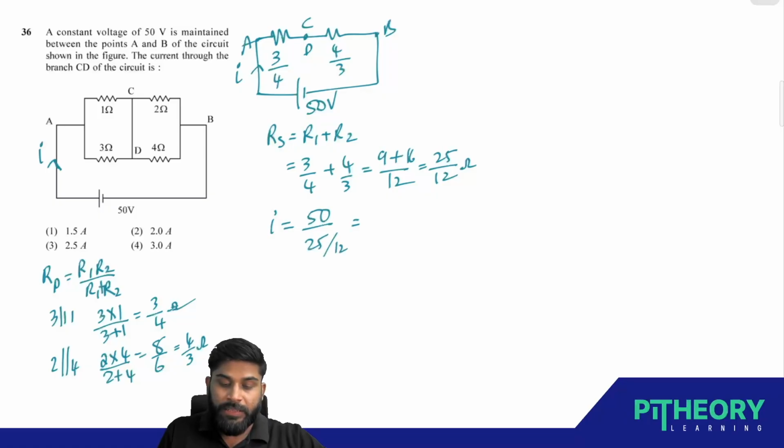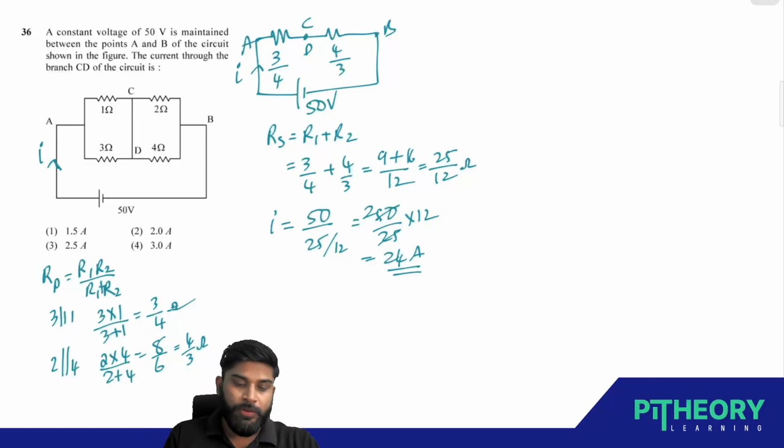So you can write this as 50 divided by 25 into 12. Correct. So here what will happen? This will be 2 times 12, which is nothing but 24 ampere. So the total current in the circuit is how much? 24 ampere. Now see here what I'm going to do. I'll find, let's take the current through the top branch here. Let's take it as I1.